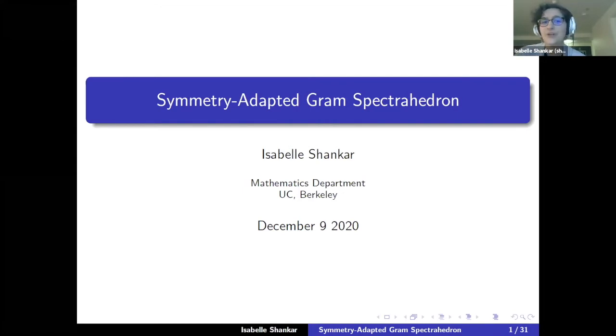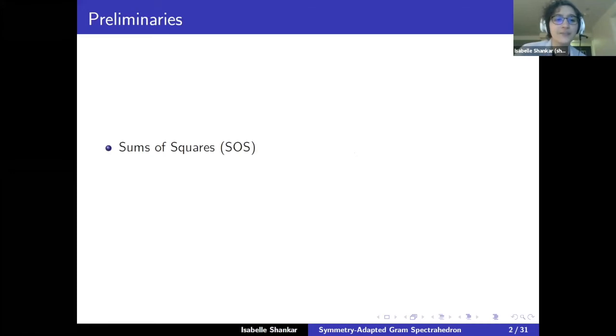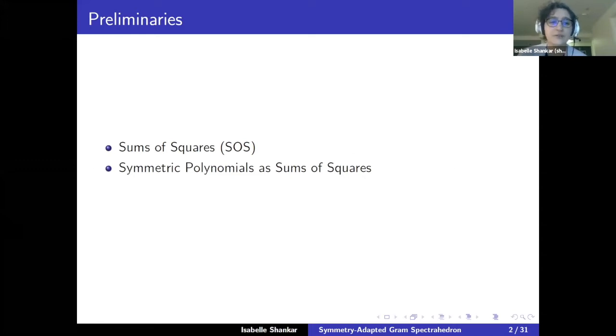So I won't actually get to talking about Symmetry Adapted Gram Spectrahedron in this pre-seminar, but what I do plan on going over is some basics about sums of squares, and then a little bit into symmetric polynomials as sums of squares. So there's some interesting things that we can do to the sums of squares problem if you're presented with a symmetric polynomial. So I'll be touching on those two things in this pre-seminar, and apologies for those of you who are here and also going to be in the main talk. I'll probably be repeating myself a little bit there too, so you'll see this all again there.